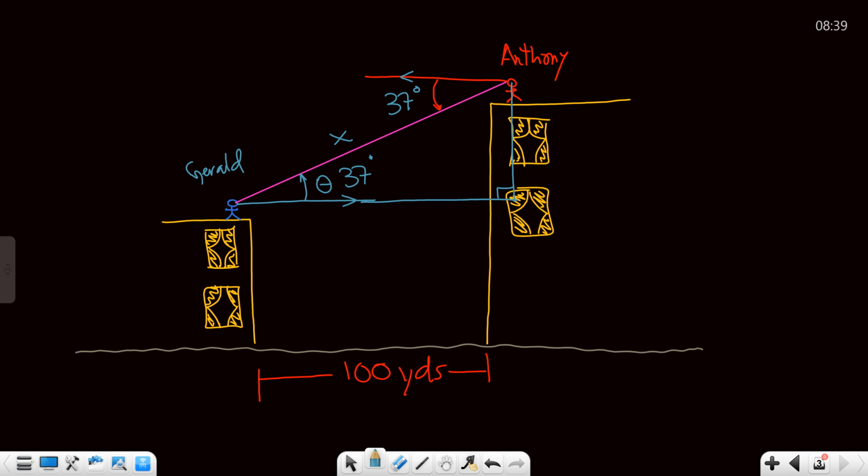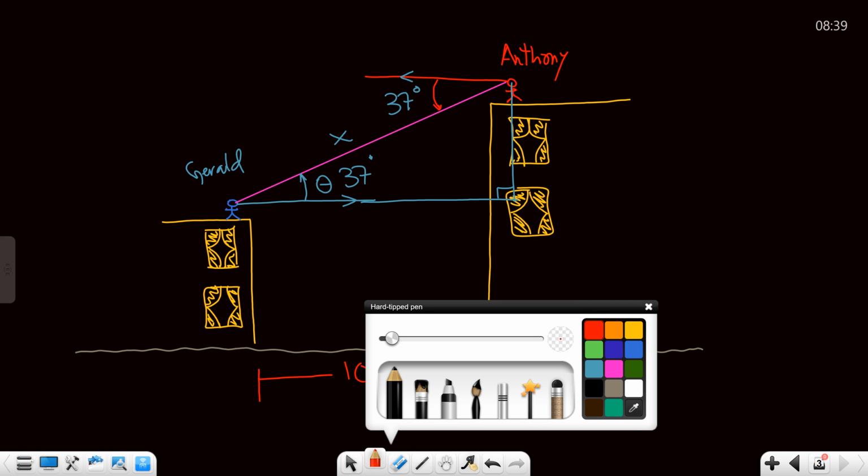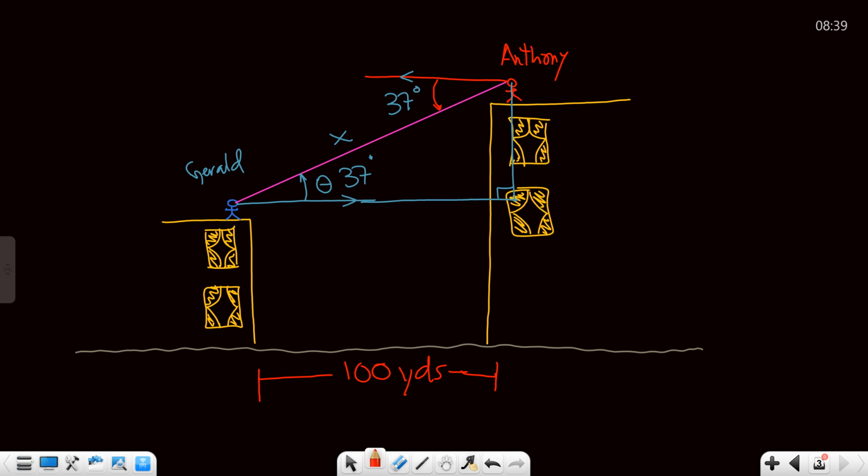It's got to be a right triangle because right triangle trig doesn't work unless you have a right triangle. My picture's off a little bit, but let's assume that Anthony is standing over on the edge of the building. Okay, so that's 100 yards, which would make this 100. And I want to solve for x. Which function? Sine, cosine, or tangent? Cosine? Why? 100 is the adjacent side, x is the hypotenuse.